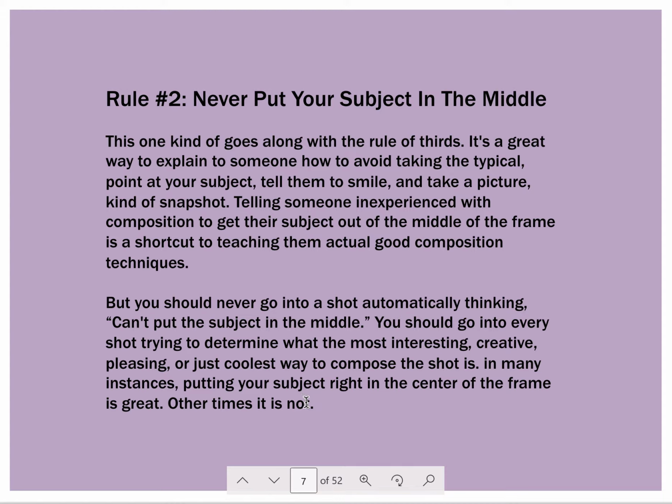Okay. Rule 2, never put your subject in the middle. And we kind of really just talked about it a little bit with the rule of thirds, right? So you want to break this. I'm not saying you have to break it. What I'm saying is, don't automatically go into every shot saying, well, I can't put anything in the middle. I just showed you 2 examples of where we put things in the middle and it worked. And here are some more.